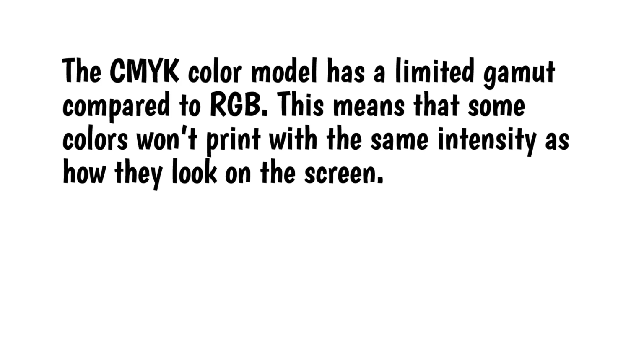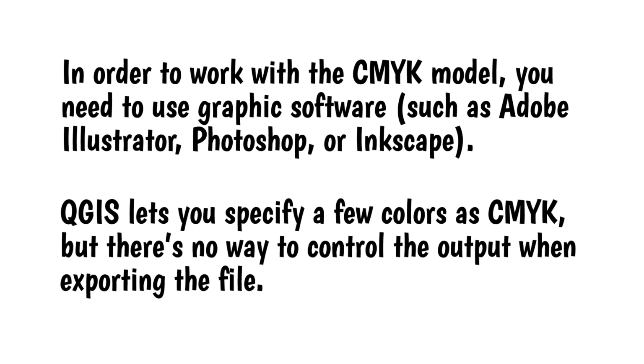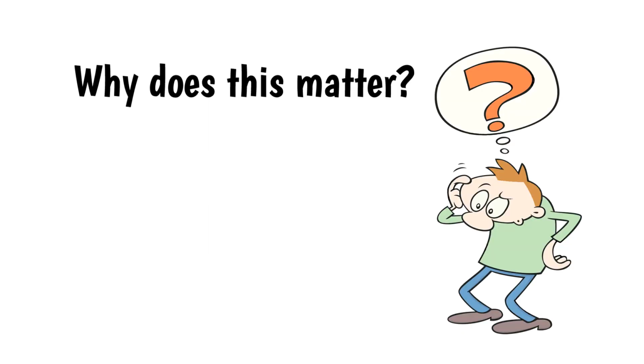The CMYK color model has a limited gamut compared to RGB. This means that some colors won't print with the same intensity as how they look on the screen. In order to work with the CMYK model, you need to use graphic software such as Adobe Illustrator, Photoshop, or Inkscape. QGIS lets you specify a few colors as CMYK, but there's no way to control the output when exporting the file. Why does this matter?